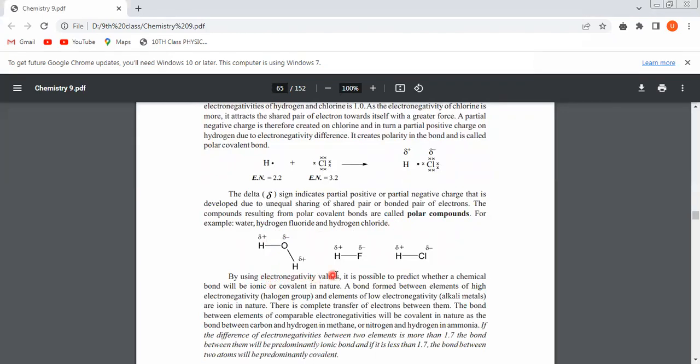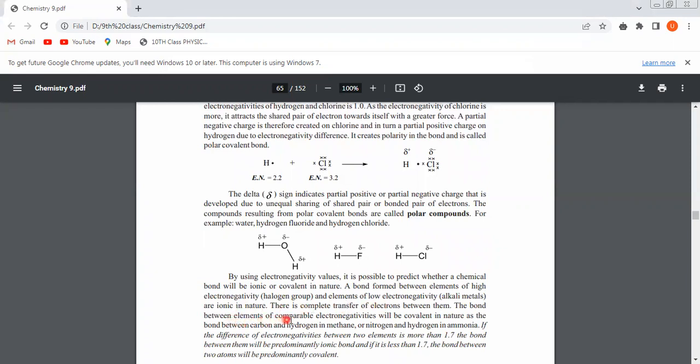By using electronegativity values, it's possible to predict whether a chemical bond will be ionic or covalent in nature. A bond formed between an element of high electronegativity, halogen group, and an element of low electronegativity, alkali metals, is ionic in nature. There is complete transfer of electrons between them.